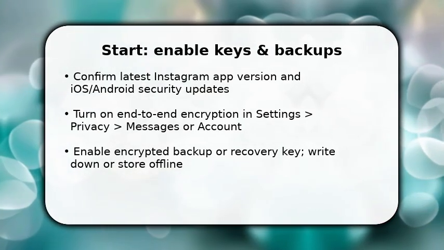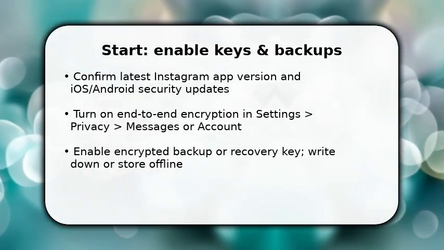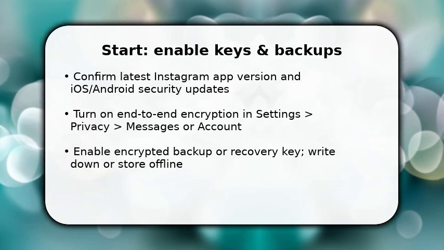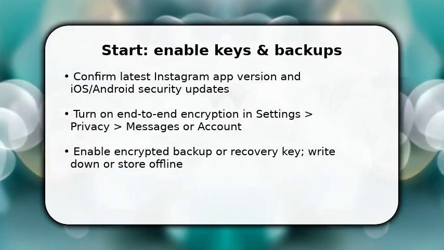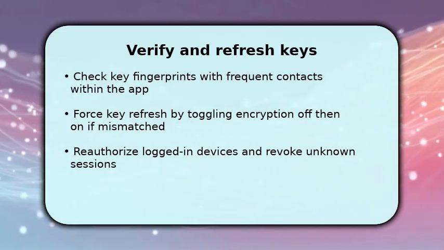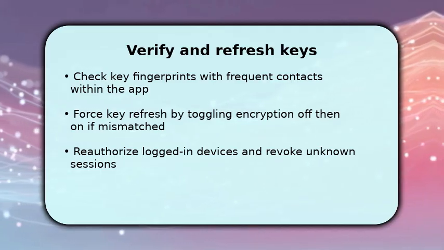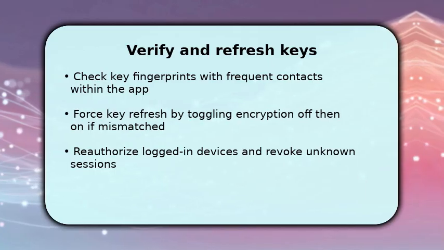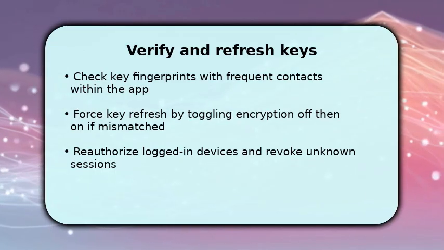Do this now because missing this step causes desynced keys later, and having an offline copy prevents permanent lockout if a device is lost. You should verify fingerprints with contacts so both ends trust the same key. Open the conversation's encryption info and compare the short fingerprint or QR code. If fingerprints disagree, toggle encryption off, then back on to force key regeneration and re-establish trust.